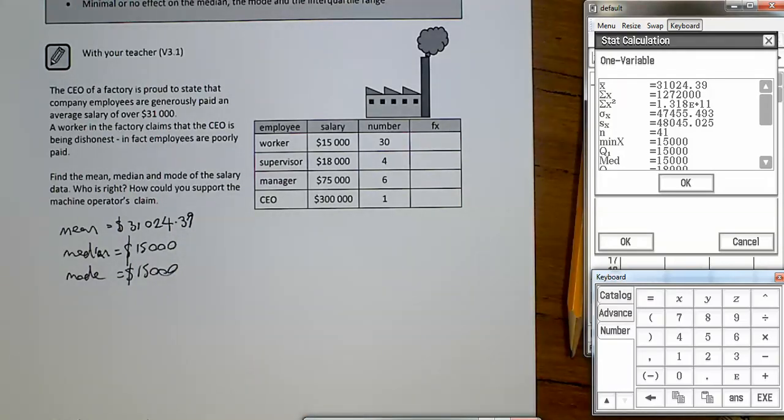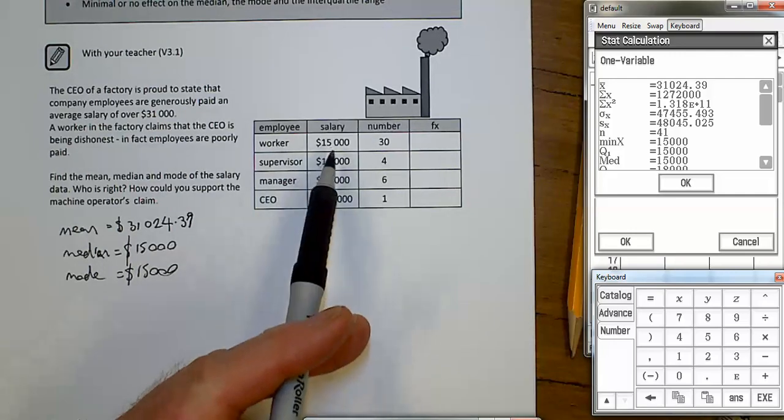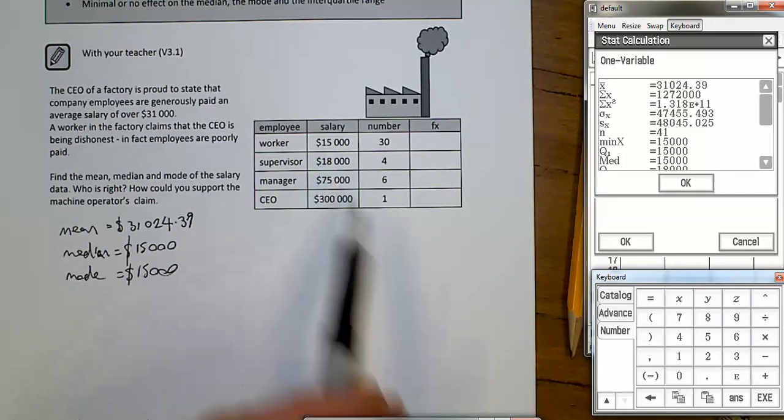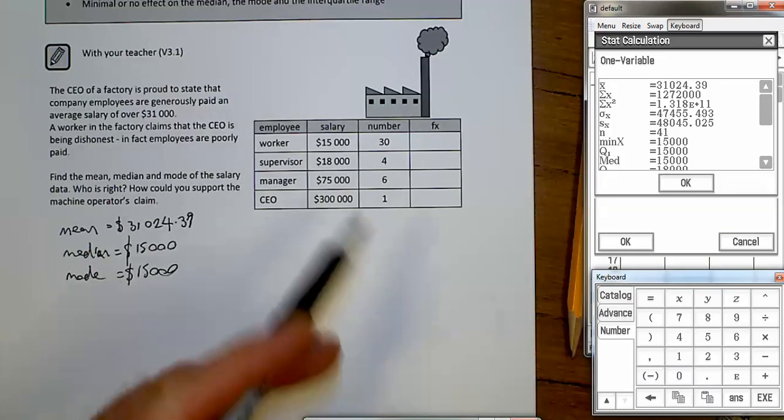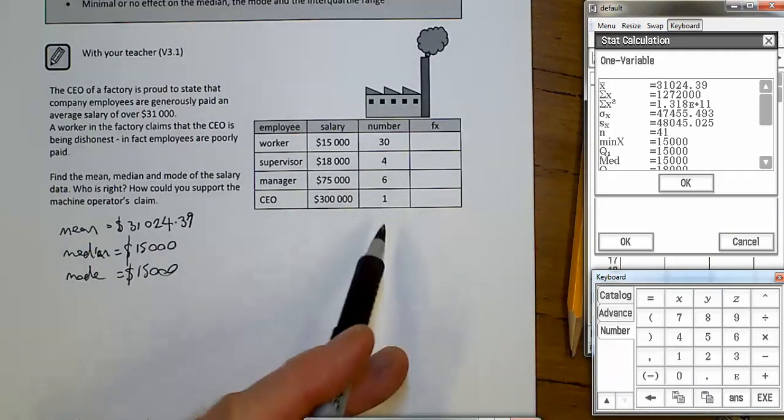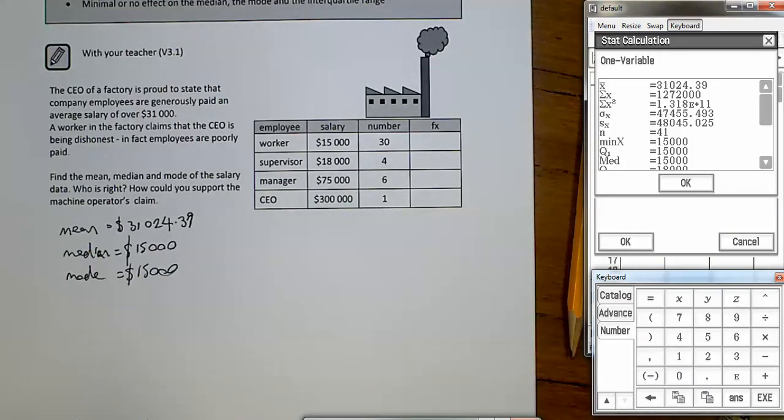In fact, there's no one in the factory that earns anything like $31,000. Most of the workers in this factory earn a very small wage as a worker or as a supervisor. So it's only these high ones which are making that mean seem higher.